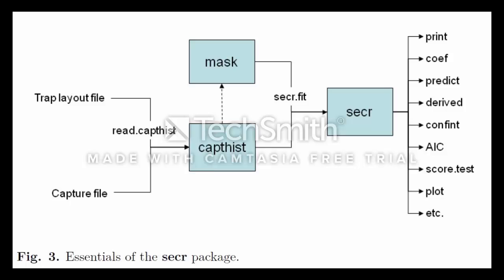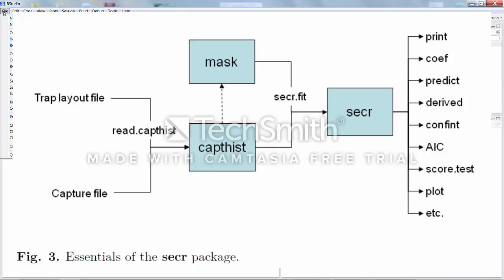The mask object and the capture history object are then used as inputs for the Seeker.fit function, which is used to run a spatially explicit model. The output of this model is recorded in the Seeker object class. From there, you can do many different things to evaluate, interpret, and display the results of your model. I will try to go over a few of these options towards the end of the presentation if I have time.